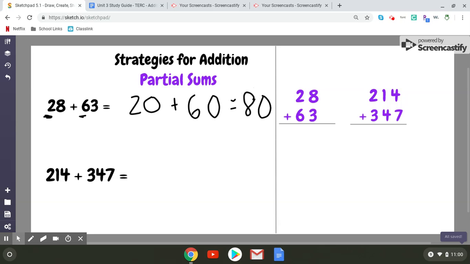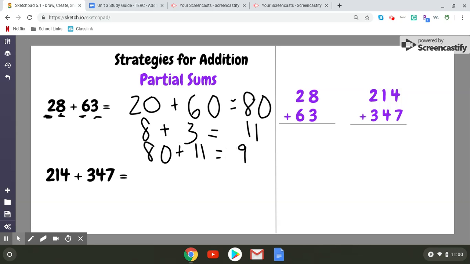And now we're going to go to the ones place and add the ones in both addends. There's an 8 here, so that just means 8, 8 ones in 28 plus 3 ones in 63. 8 plus 3 equals 11. And now we can add these two. So 80 is partial, it's part of the sum, and 11 is part of the sum. So when we add them together, we'll get the total sum for 28 plus 63. So 80 plus 11 equals 91. And that is the sum of 28 plus 63.